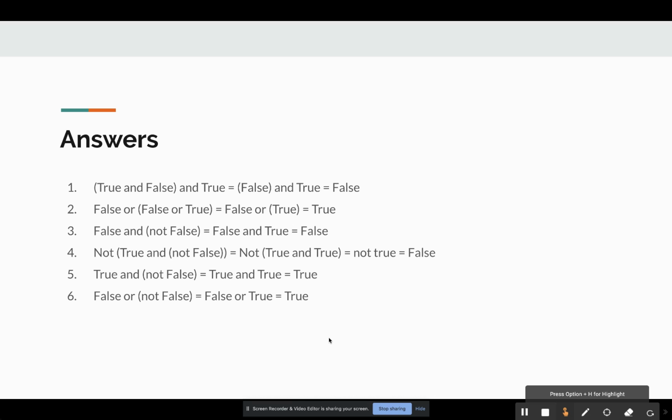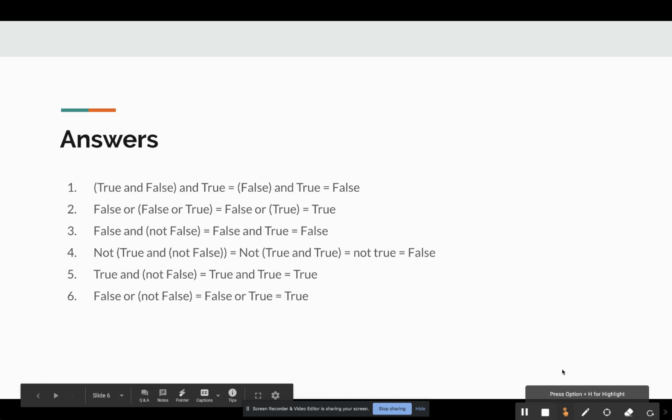I hope you've learned something from this mini lesson, and this concept will be recurring throughout your entire career in programming if you decide to do that.